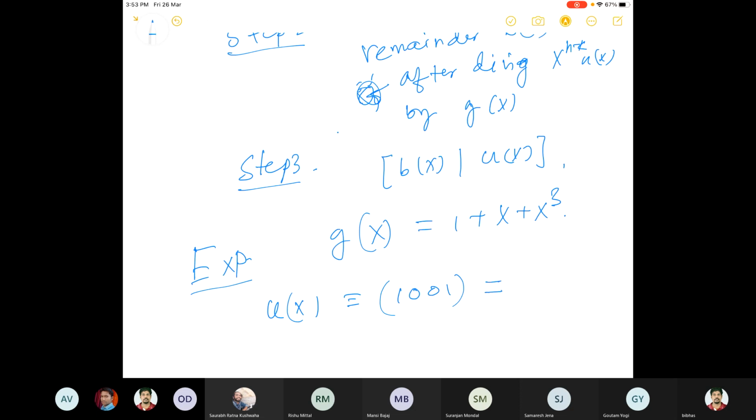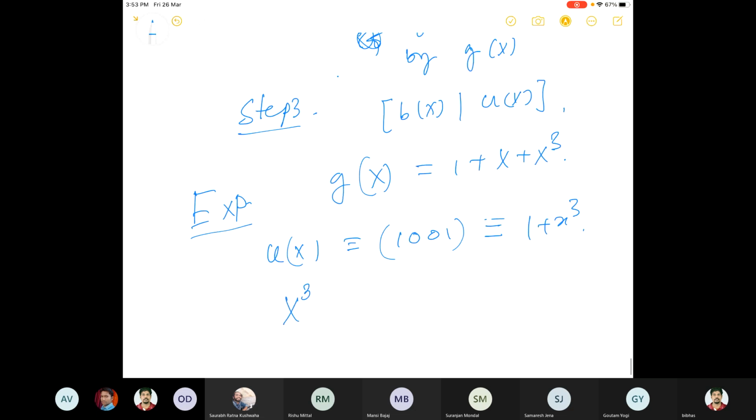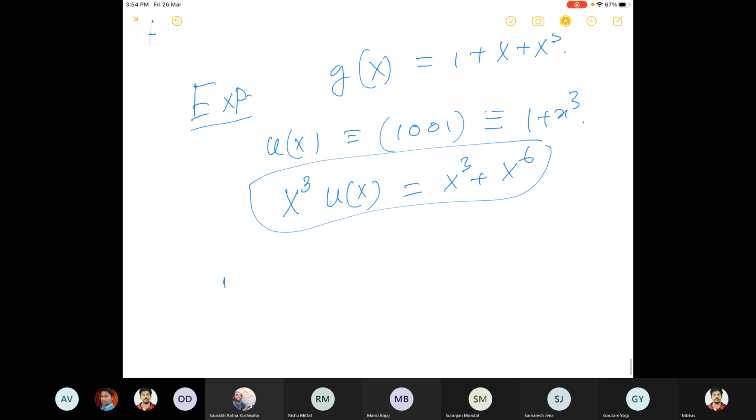So the corresponding code polynomial will be 1 plus x cube. And what I have to do, I have to take x to the power cube times ux, right? Because x to the n minus k times ux, which is x to the power 3 plus x to the power 6. Then I have to divide this by gx. So gx is maybe x cube plus x plus 1. Yeah, x to the 6 plus x to the power cube.